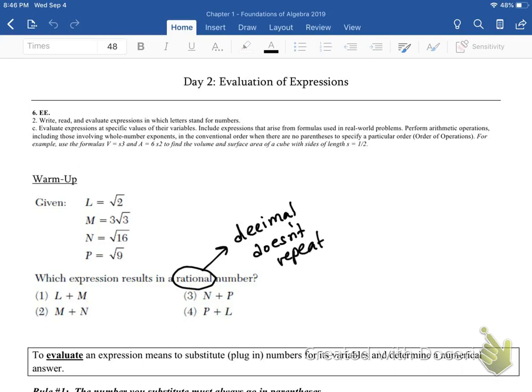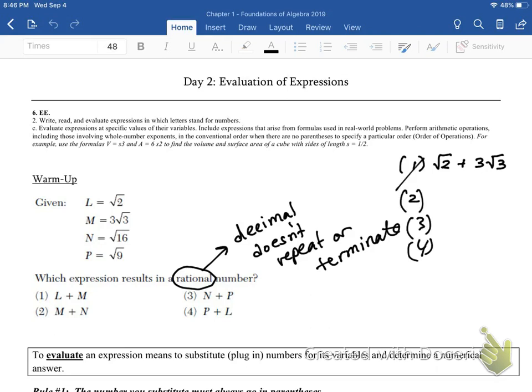Okay, and so basically this is a calculator question. Okay, so which one results in a rational number? So if we add L plus M, I'll do it over here. L plus M, L is square root of 2 plus 3 square root of 3. Okay, if I add that, I'm going to get a crazy decimal, so it's not going to be this one. Let's cross out number 1.